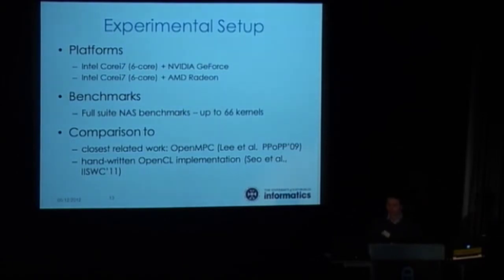Here comes the experimental setup. We evaluate our approach on two GPU platforms. The first one is an NVIDIA GeForce plus an Intel Core i7 six-core multi-core CPU. The second one is an AMD Radeon graphics card, and we have an identical Intel Core i7 multi-core CPU. We use GCC to compile the program, running on Linux. We use our compiler to convert the full set of NAS parallel benchmarks into OpenCL programs. Those NAS parallel benchmarks are actually quite complicated when you compare them to existing OpenCL benchmarks. Some programs contain up to 66 kernels. This is significantly larger than any of the existing OpenCL benchmarks that only contain 3 to 4 kernels.